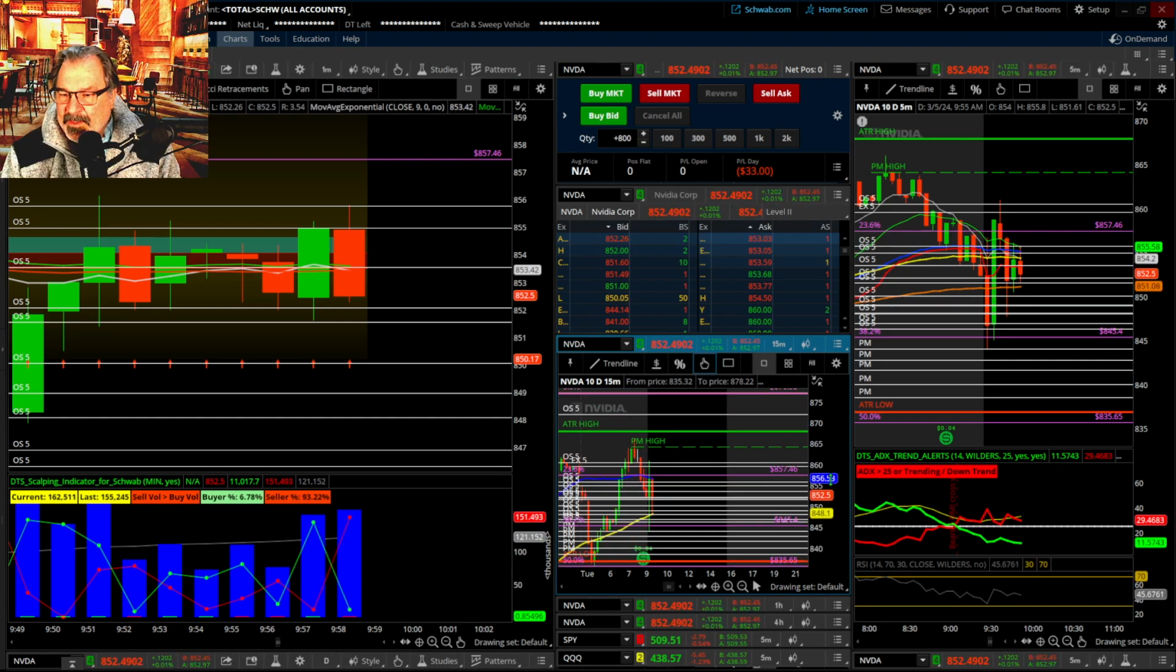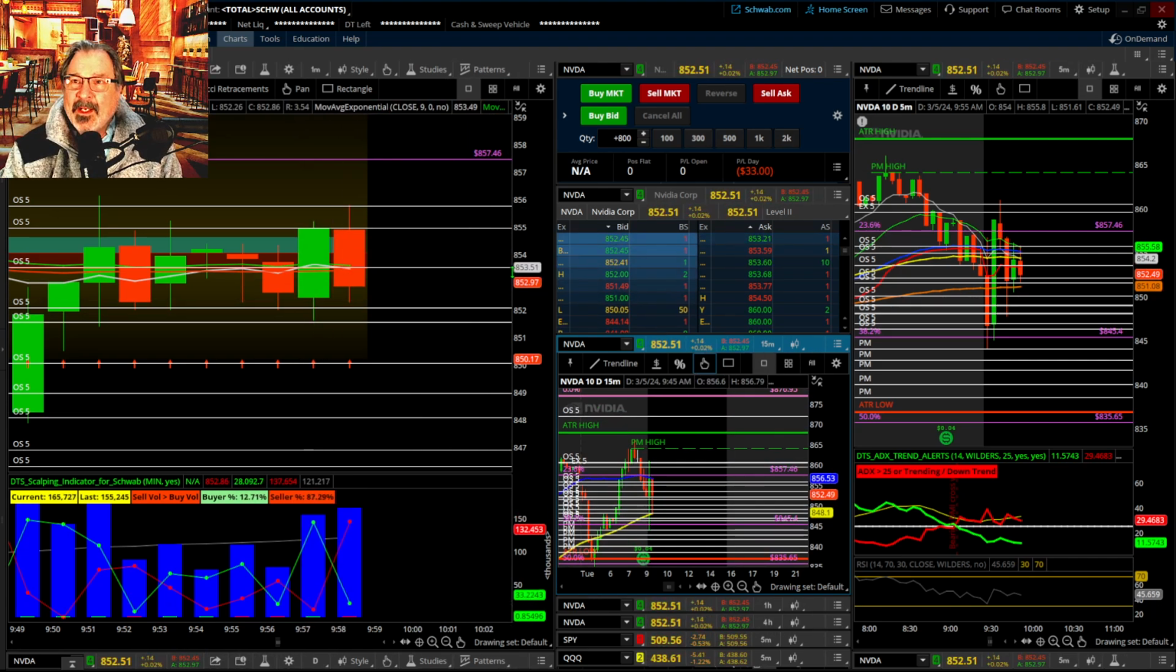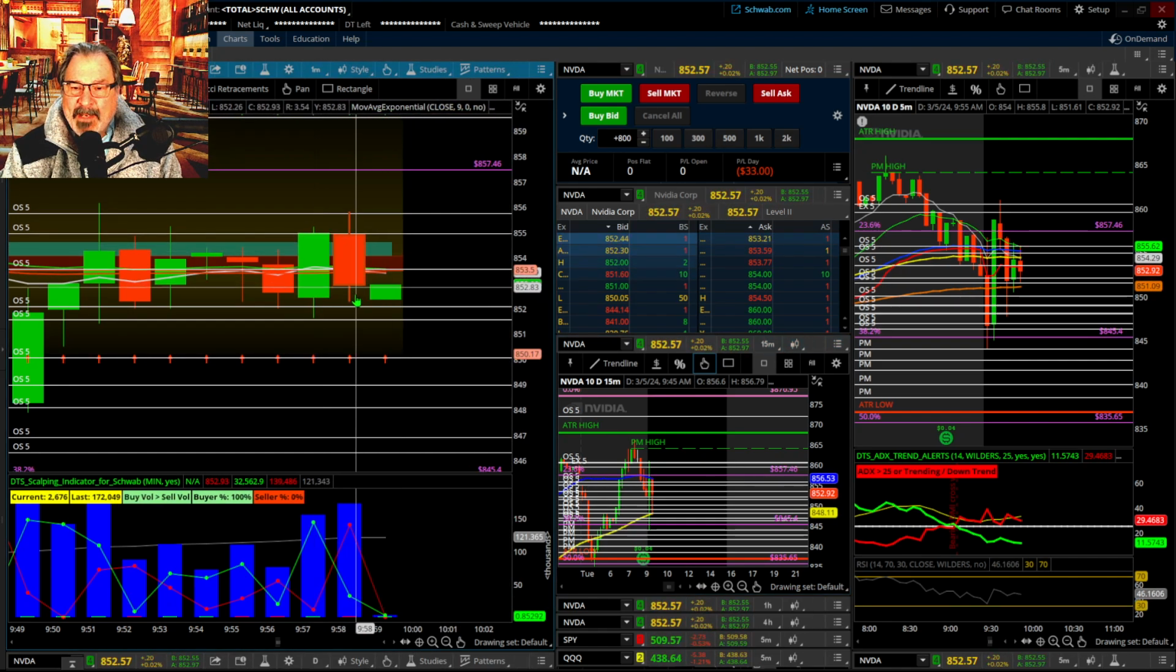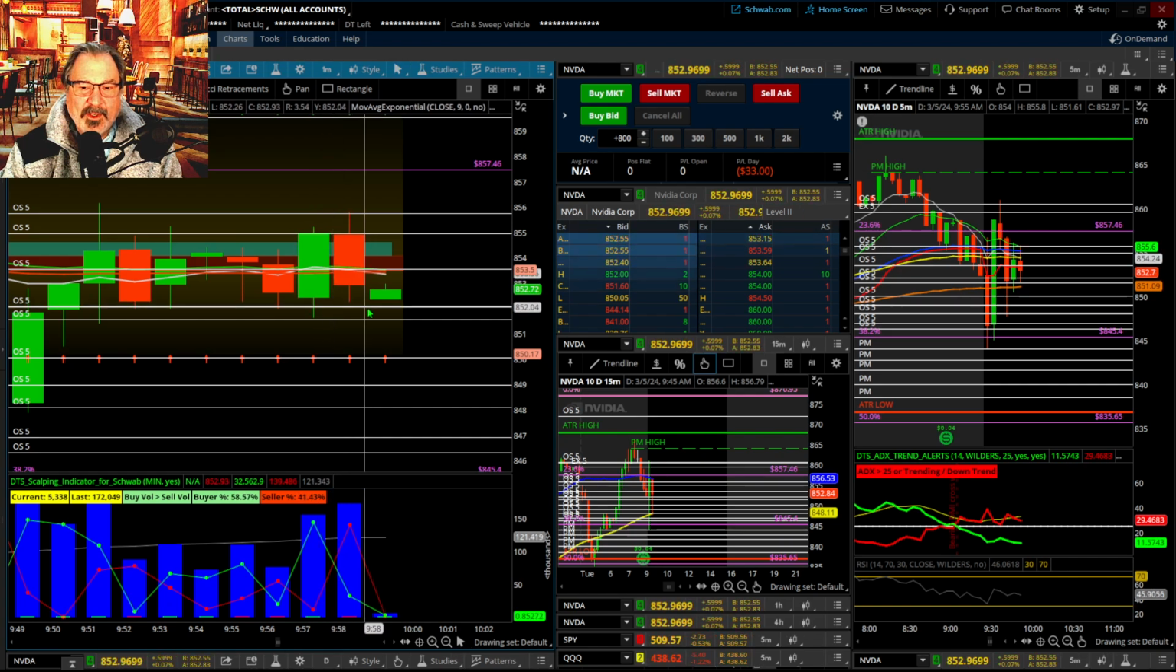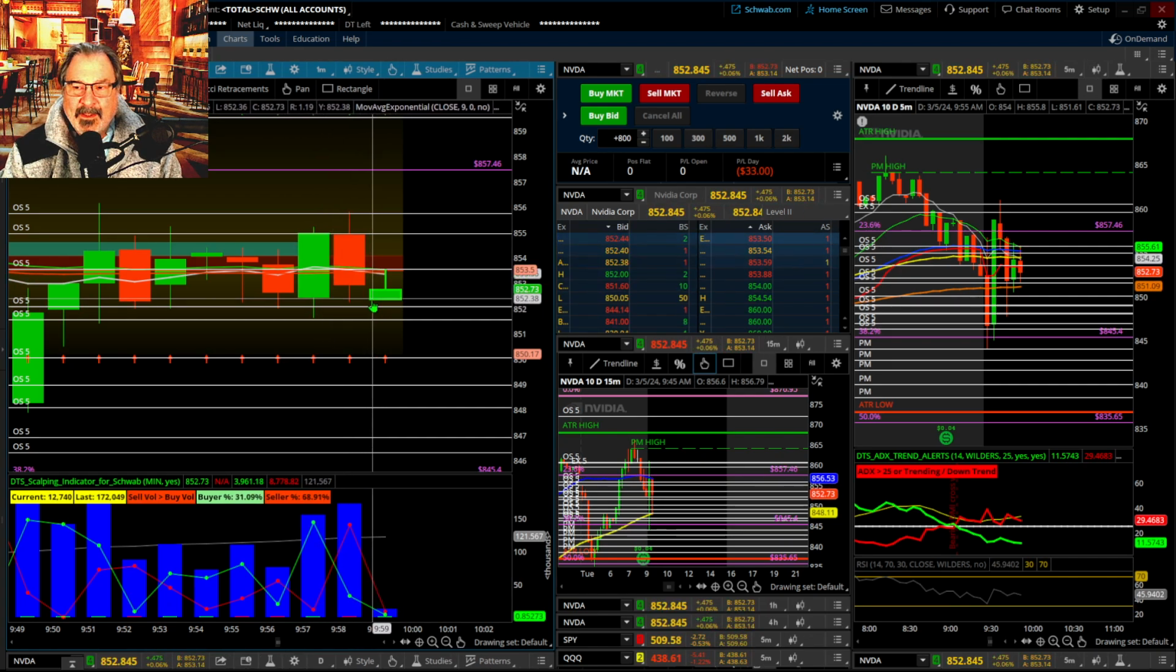I'm keeping this 15 minutes. Since I'm scalping on a 1 minute, I want to keep perspective here. So we just made a bearish tweezer, but it just blanked off this open session 5.